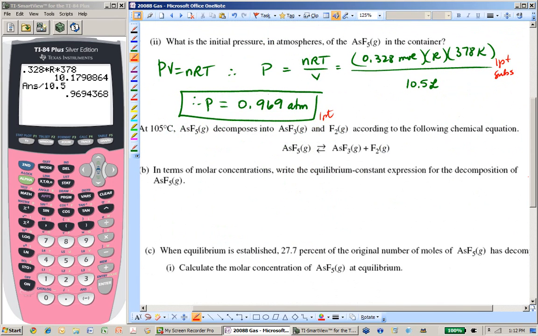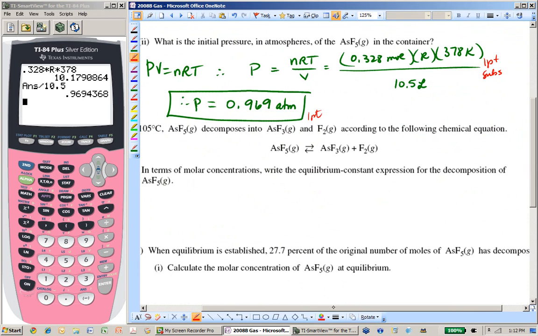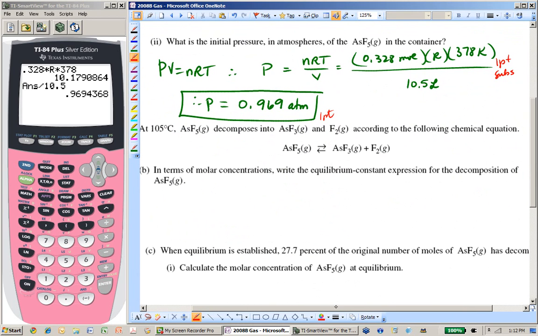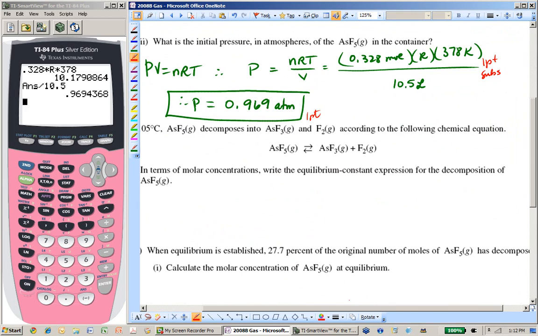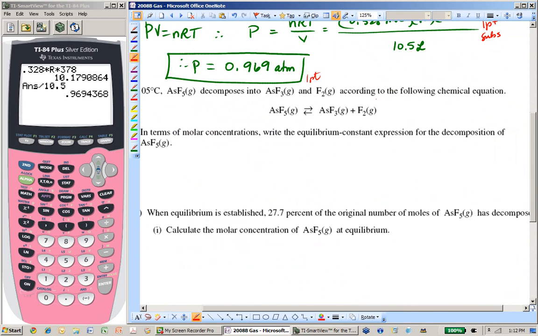Okay, maybe we'll get to some equilibrium in this part. At 105 degrees Celsius, staying at the same temperature, AsF5 decomposes into AsF3 and F2 according to the following chemical equation. See those adorable little double arrows? Now you should also realize that that means that delta n, should I need it, because when everyone's in a gas, while I'm there, I just think about it: 1 mole of gas on the left, 2 moles of gas on the right, that's an increase of 1, so that delta n is a plus 1.